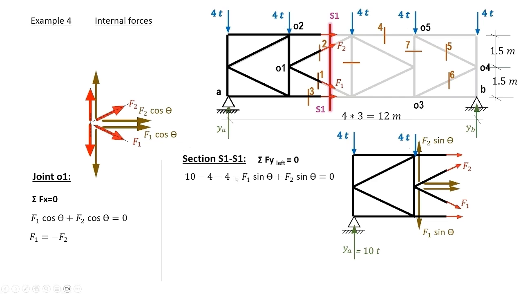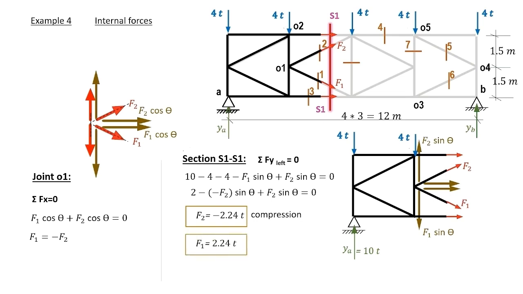Now we will substitute for F1 from the previous equation. F1 equals minus F2, and we have another minus in the original equation. This gives an equation in one unknown F2, and F2 equals minus 2.24 tons. Considering the first equation gives that F1 equals 2.24 tons, tension.